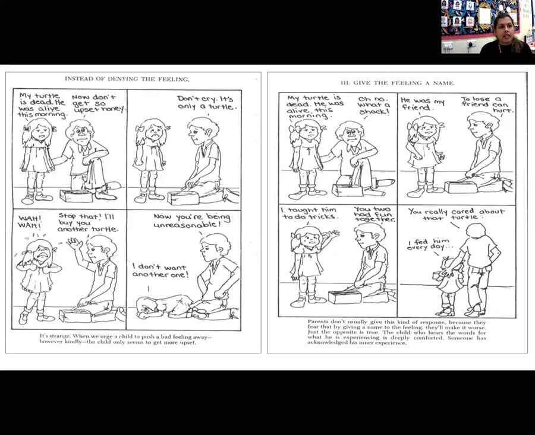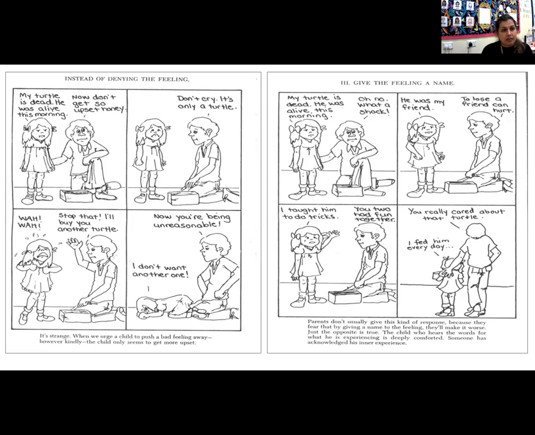This is an example of connecting, recognizing, validating, labeling that emotion, that first step, rather than denying the feeling. This girl is with what appears to be her dad, and her turtle has died. The left-hand side shows how he is denying her feeling, whereas the right-hand side shows how he is more accepting and is recognizing, validating, and labeling that.